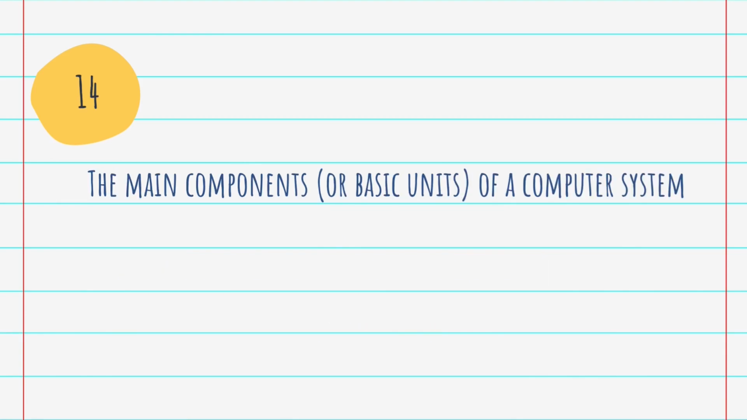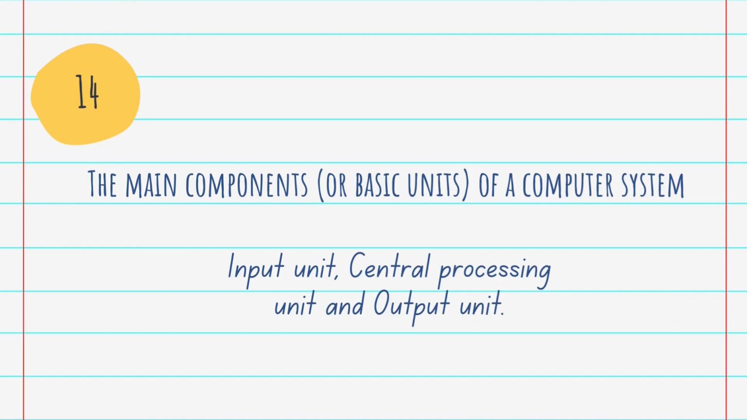Question number 14 is, the main components or basic units of a computer system are input unit, central processing unit and output unit. Every computer system has these three basic components. These three are primarily responsible for making a computer function. Input unit helps users to enter data and commands into a computer system. After receiving data and commands from users, a computer system now has to process it according to the instructions provided. And finally, output unit displays this data to a user after processing of data and converted into a format which humans can understand.